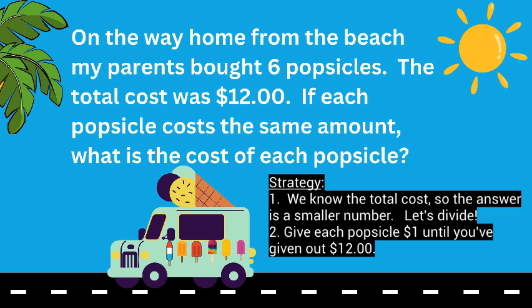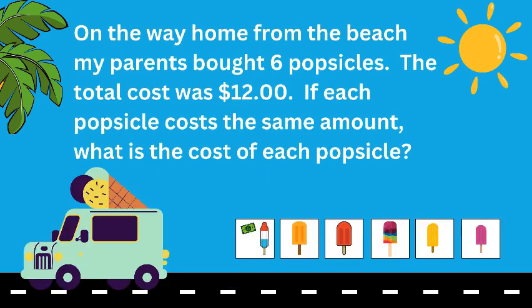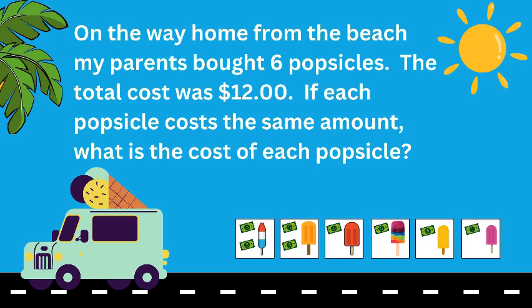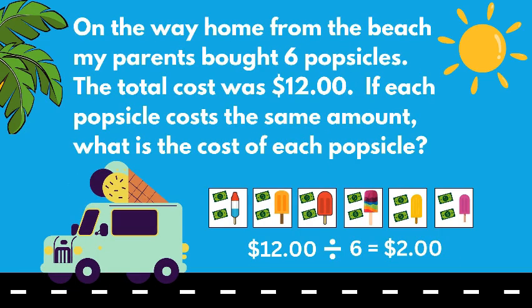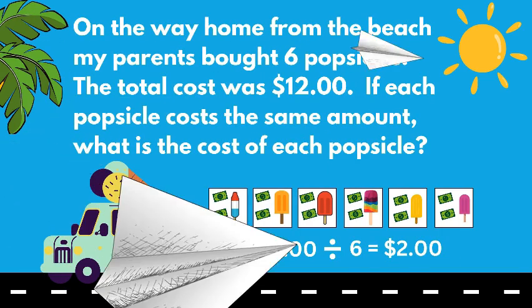Here's a strategy that I used. Since we know the total cost is $12, we know that the answer is going to be a smaller number, so we're going to divide. We're going to give each popsicle $1 until we've reached our total amount, which is $12. 1, 2, 3, 4, 5, 6. Go to the beginning. 7, 8, 9, 10, 11, and $12. Since each popsicle has $2 with it, our answer makes sense.